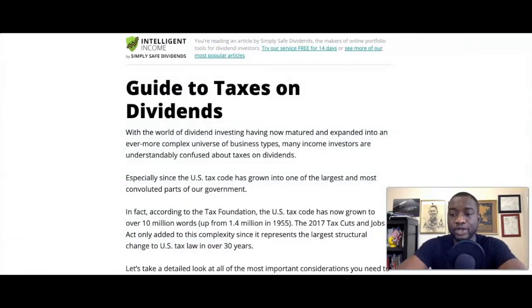The next thing that I want to talk about is tax brackets for dividends. This is the reason why I love investing in dividend stocks, because you basically don't pay tax on the first like $30,000 of income, which I'm going to show you guys now.